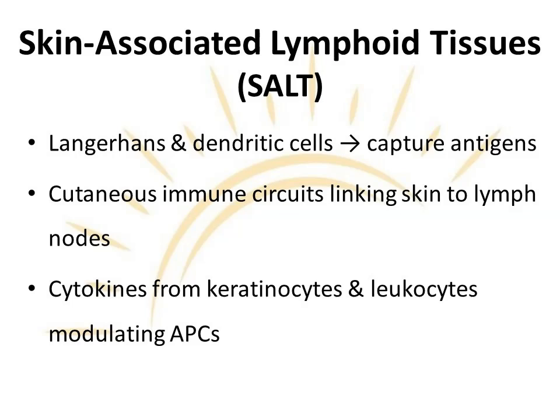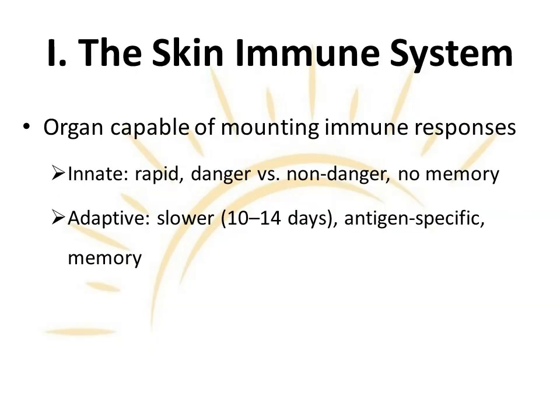Keratinocytes release cytokines like IL-1, TNF-alpha, IL-6, and chemokines that recruit and activate immune cells. Leukocytes in the skin, macrophages, T cells, and neutrophils, also secrete cytokines that fine-tune APC function. The skin immune system: skin is an organ capable of mounting immune responses.